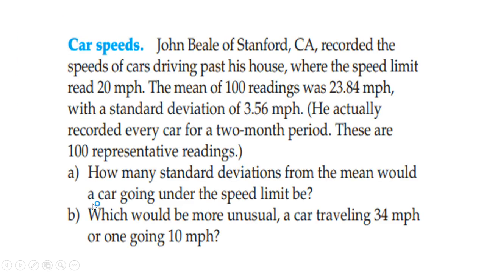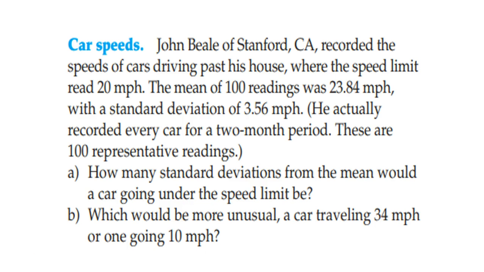Taking a look at this one. It's a record of speeds of cars driving past his house. So this dude, John, is recording speeds past his house, where the speed limit read 20 miles per hour. The mean of 100 readings was 23.84 miles per hour, with a standard deviation of 3.56. He actually recorded every car for a 2-month period. These are 100 representative readings, every car.